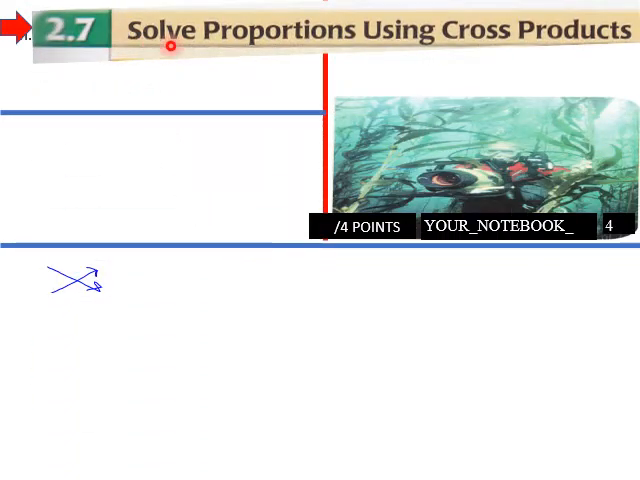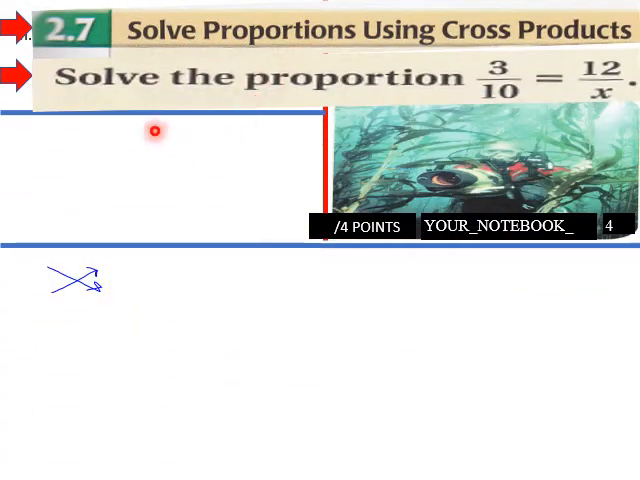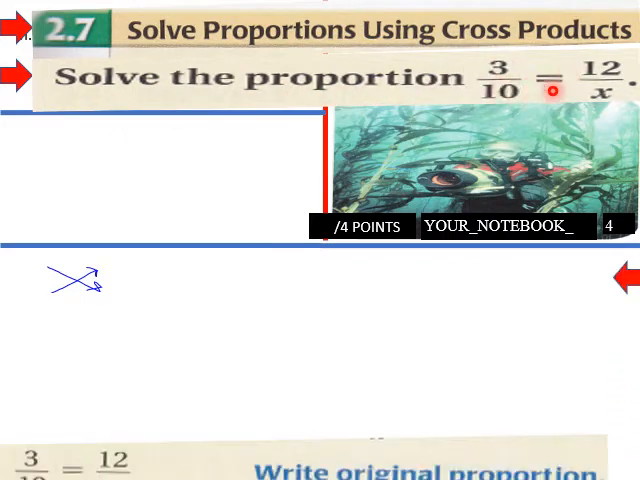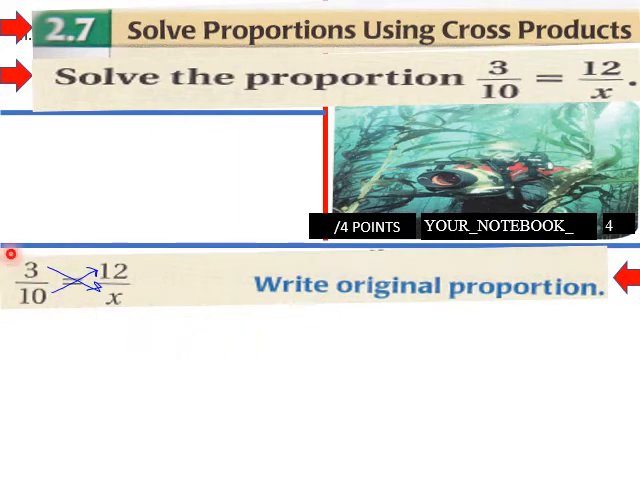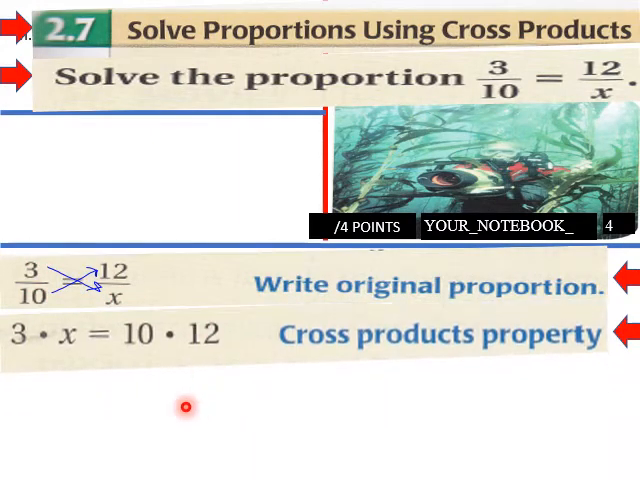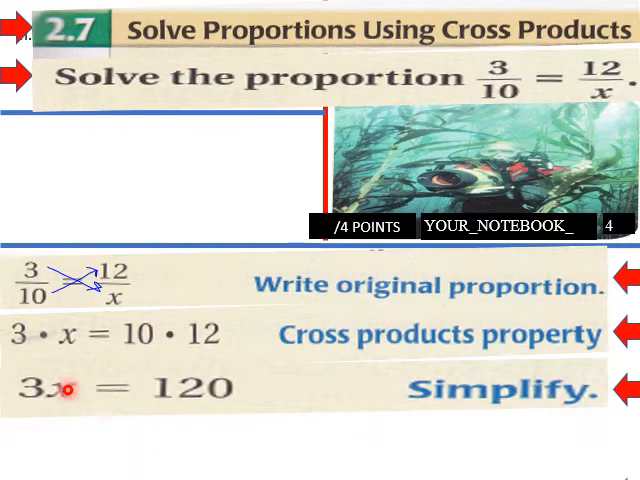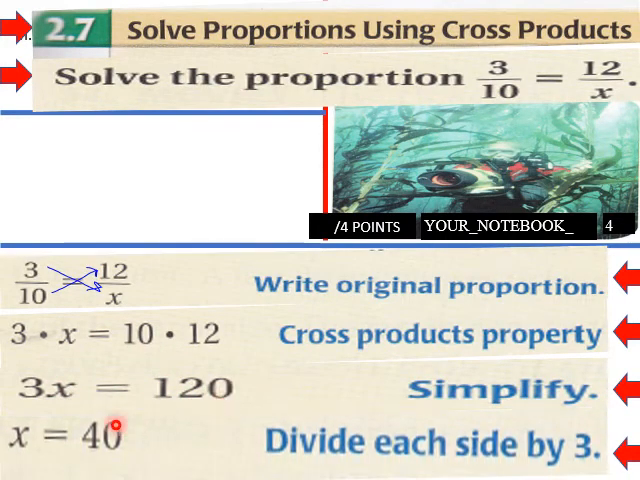Page 4 here, sorry. We go into solving proportions using cross products. Solve the proportion 3 over 10 equals 12 over x. So here we're just going to cross multiply. 3x equals 10 times 12, and that comes out to 3x equals 120. Divide through by 3, we get x equals 40. That would be an example of that.